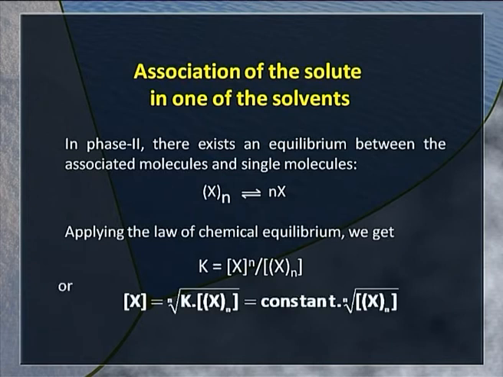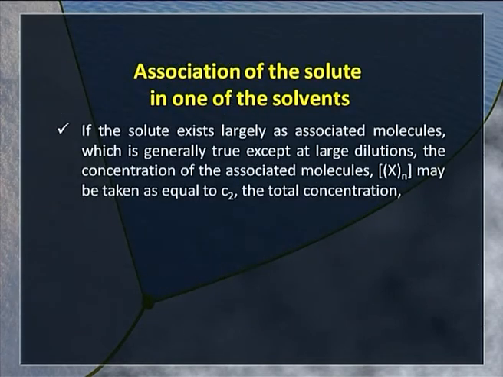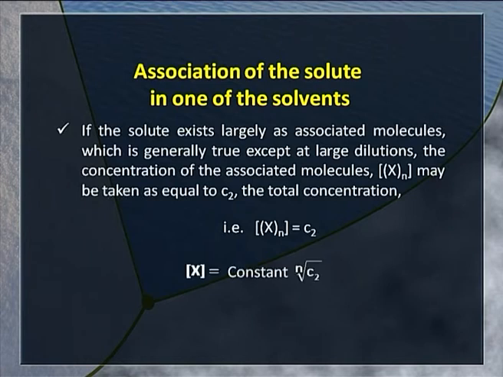We can rearrange this equation so that we get concentration of X is equal to nth root of K into concentration of the associated molecules, that is equal to constant into nth root of concentration of the associated molecules. So if the solute exists largely as associated molecules, which is generally the case except at large dilutions, the concentration of the associated molecules, that is Xn, may be taken as equal to C2, the total concentration. That is, concentration of Xn is equal to C2, and therefore X is equal to constant into nth root of C2.